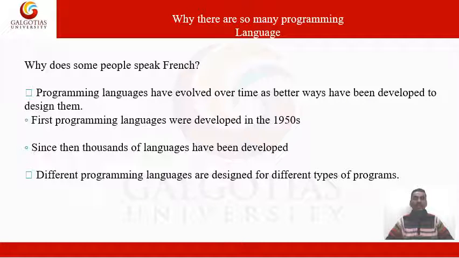For example, earlier the people used the French language and they had designed the programming language in the form of French. After that we started to speak English. Then they developed many programming languages in English. So different programming languages are designed for different types of programs. That is very important.